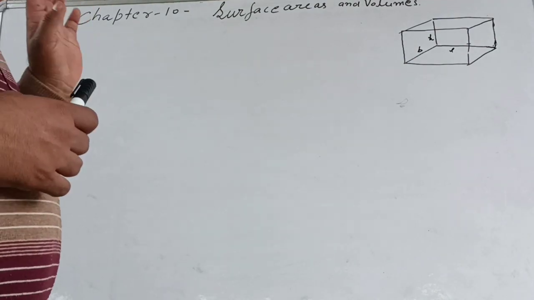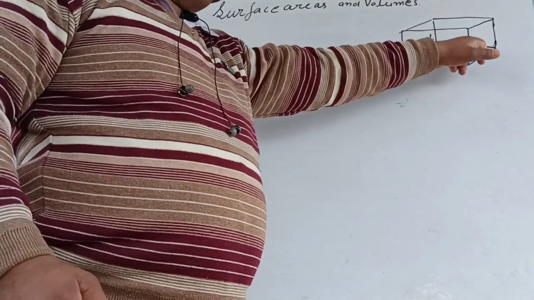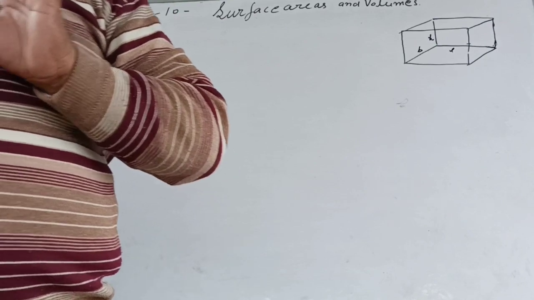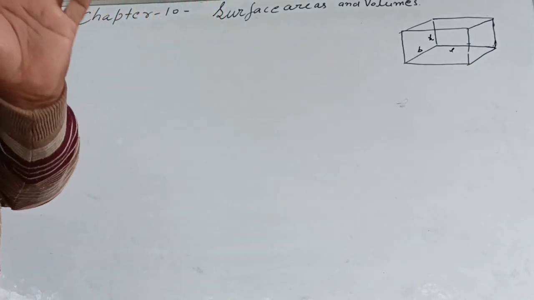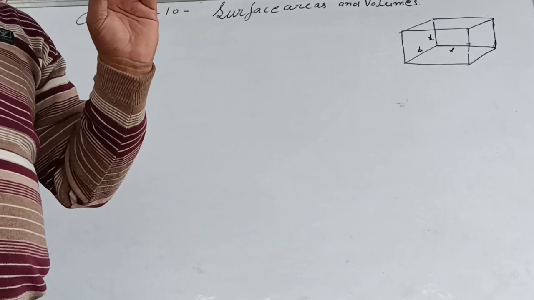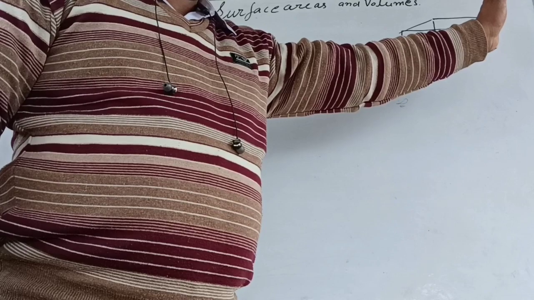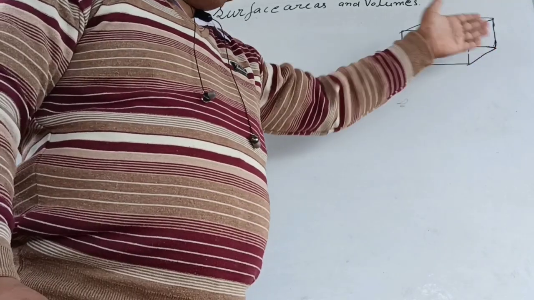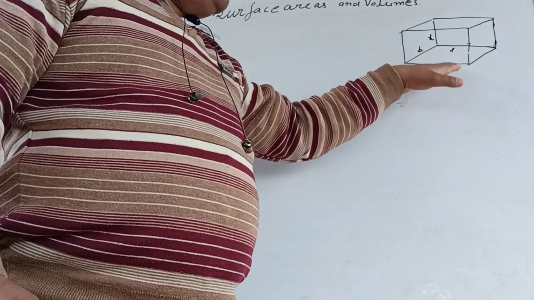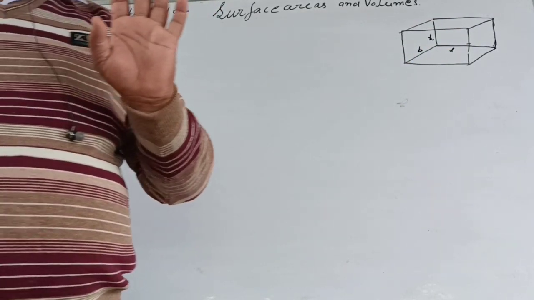In the shape of cuboid, there are 1, 2, 3, 4, 5, and 6 faces. Two faces are the same in area. Front face and back face are the same area. Left and right are also the same area, and floor and ceiling are also the same in area.